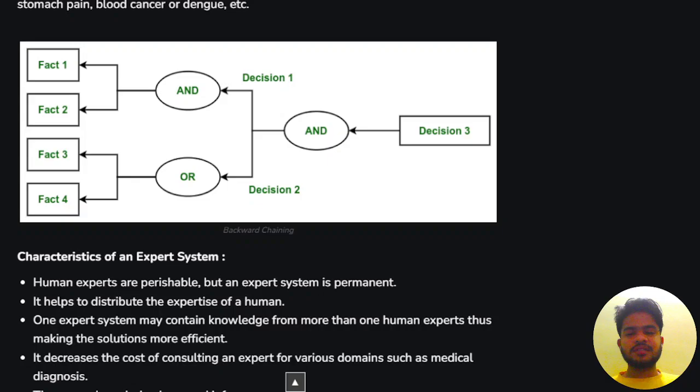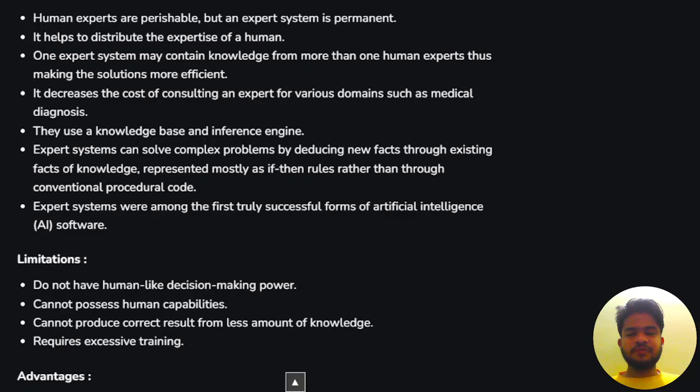Now let us understand the characteristics of an expert system. Human experts are perishable, but an expert system is permanent. It helps to distribute the expertise of a human. One expert system may contain knowledge from more than one human expert, thus making the solutions more efficient. It decreases the cost of consulting an expert for various domains such as medical diagnosis. They use a knowledge base and inference engine. An expert system can solve complex problems by deducing new facts through existing facts of knowledge, represented mostly as if-then rules rather than through conventional procedural code. Expert systems were among the first truly successful forms of artificial intelligence software.